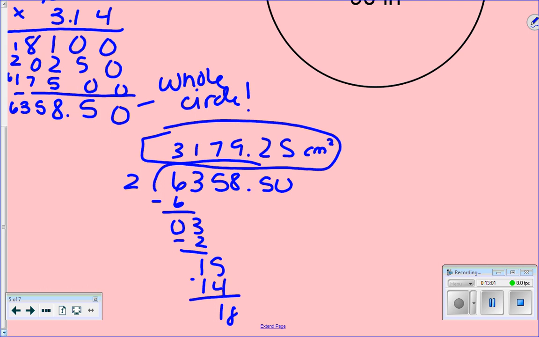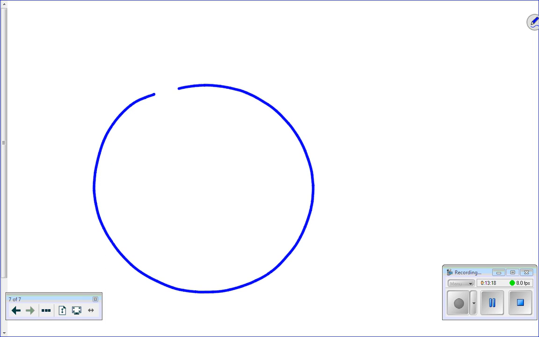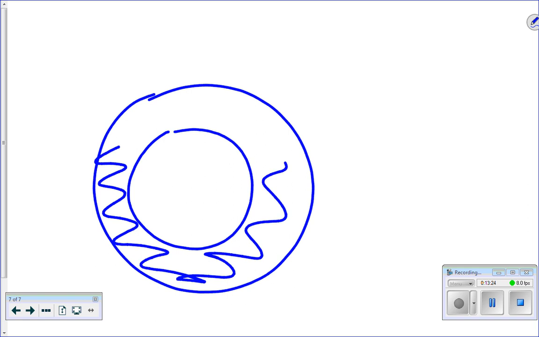Quickly, your homework is up here: 1 through 13, and then 16 and 17. 16 and 17 are a little challenging. I did that on purpose to see what you're thinking about. Now let me show you an example of what you're going to see for 16. They're going to give you 2 circles, one here and one here, and they're going to ask you to find the area of the shaded part.